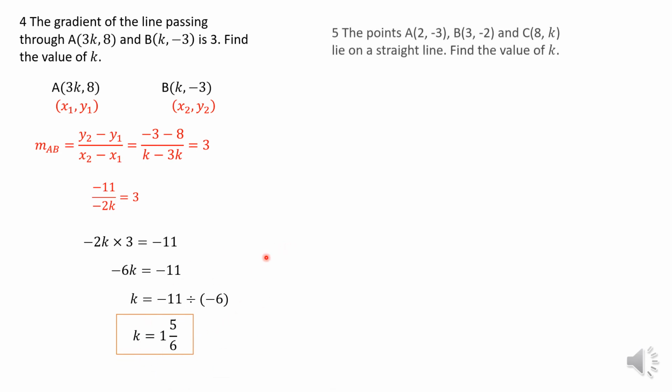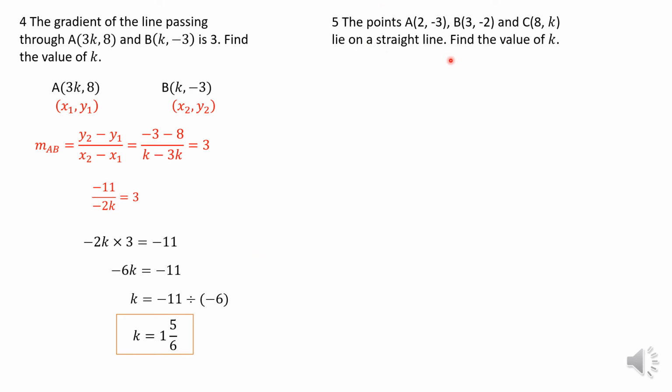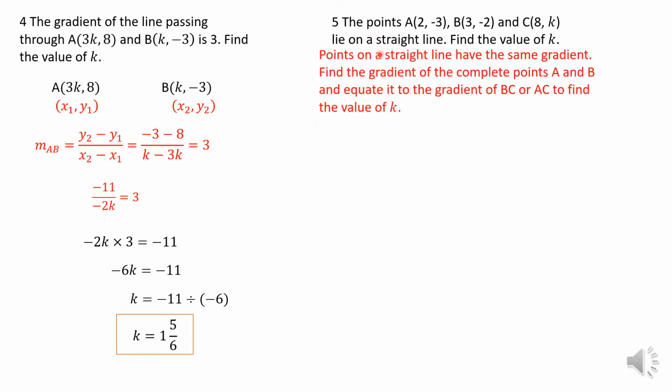I have another one here, and here they are saying, very important, that these points are on a straight line. What you need to understand is that when points are on a straight line, it means the gradient is exactly the same. So once the gradient is exactly the same, it should not be a problem. You can find the gradient of AB, and then in order to find the point k, you can take that gradient and use point AC or BC in order to find it.